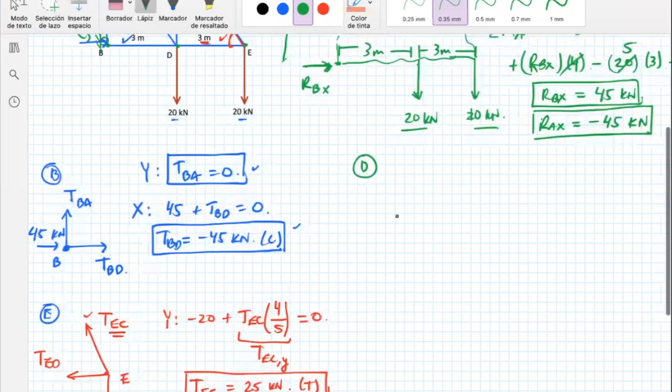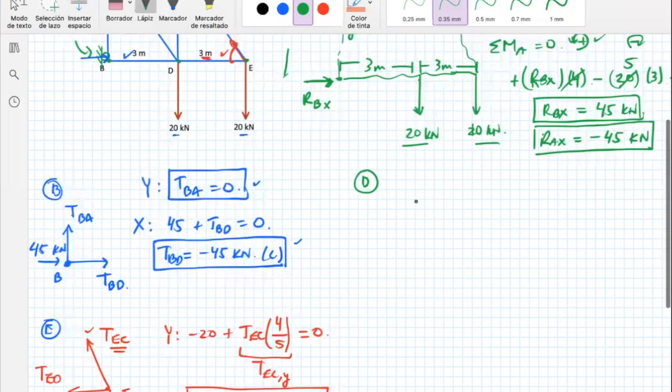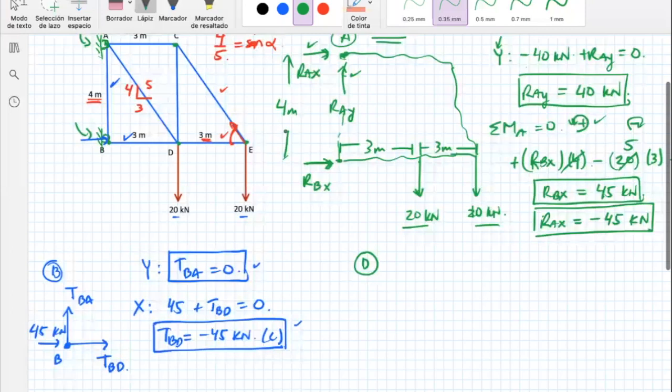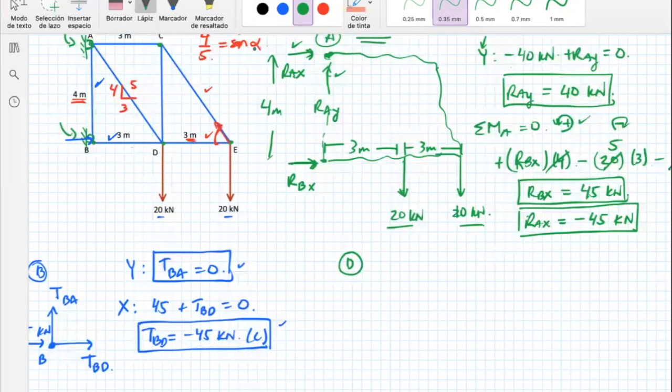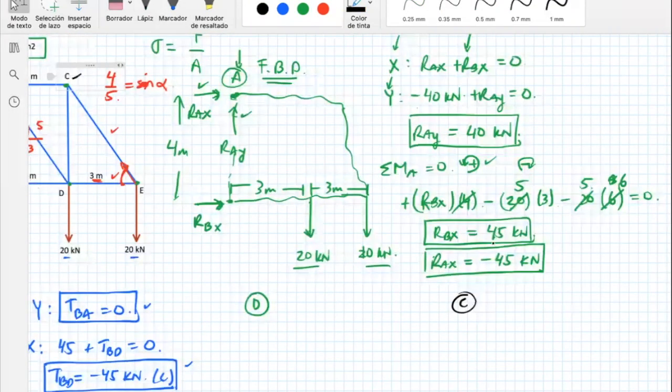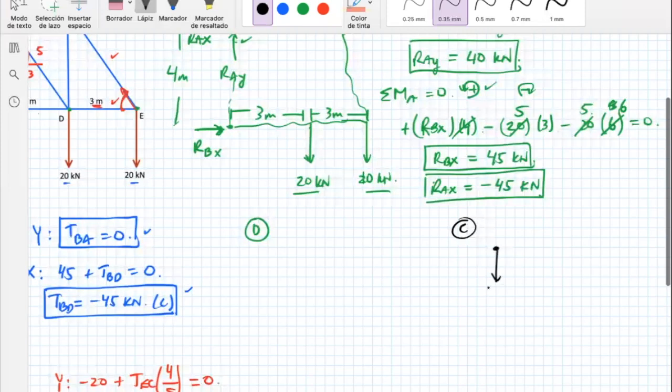So for D, take a look at D. No, this one is not it. It's not that you cannot do it, but it's a little bit complicated because I know all these horizontal guys. I know the 20, but I don't know these two guys. Maybe it's not the best choice. I'm going to use it later, so I'm going to leave it like that, and let's just go with joint C. Joint C is this one over here. This guy has this one going down, which is called TCD. I don't know it.